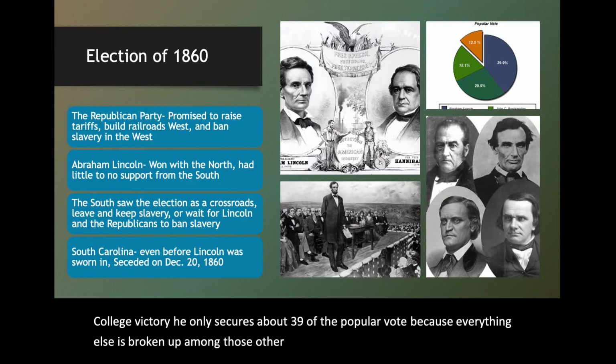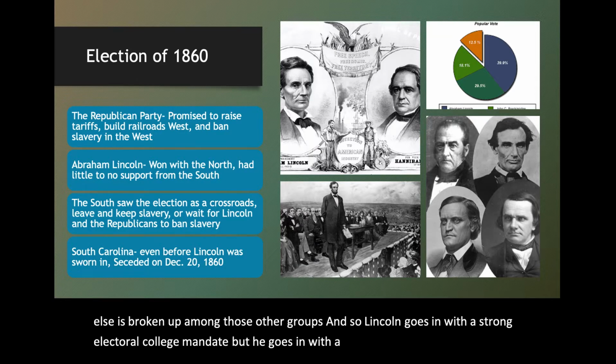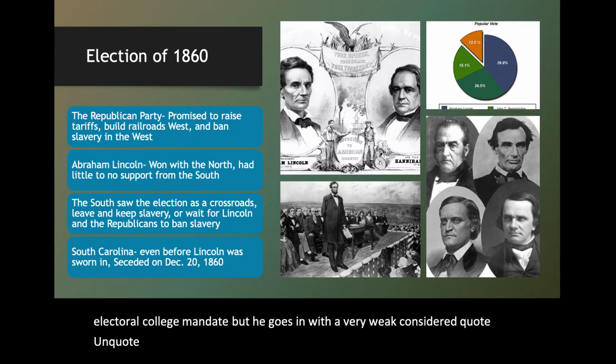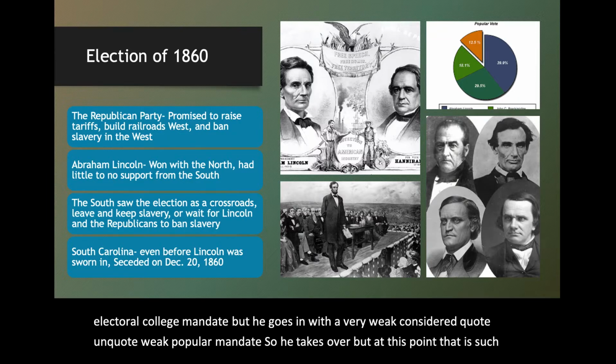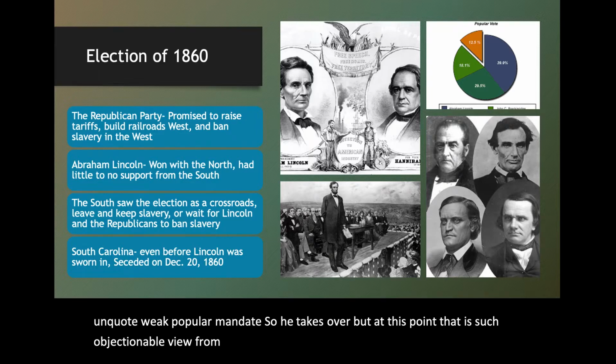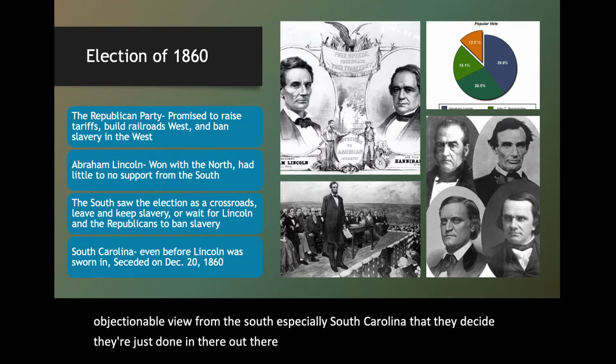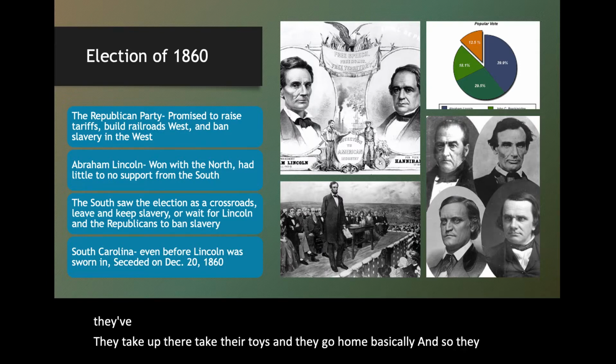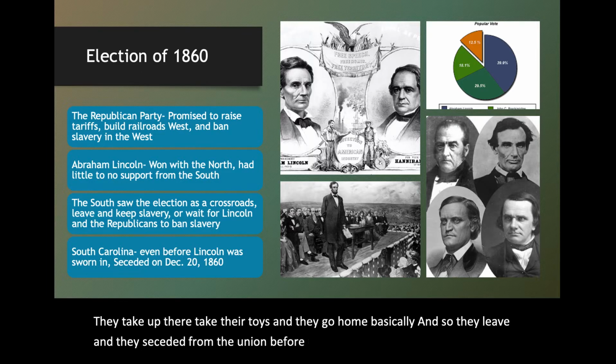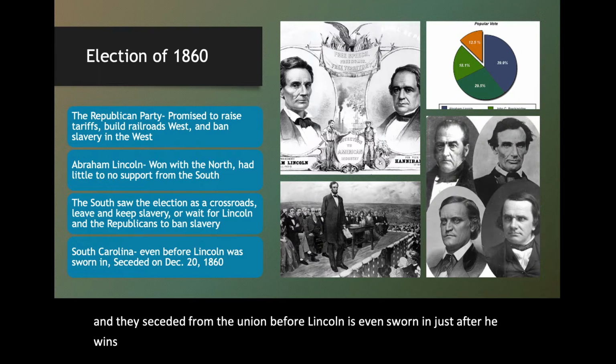And so Lincoln goes in with a strong electoral college mandate, but he goes in with a very weak, considered quote-unquote weak, popular mandate. So he takes over, but at this point, that is such an objectionable view from the South, especially South Carolina, that they decide that they are just done and they're out. They're not going to be part of the United States anymore. They take their toys and they go home, basically. And so they secede from the Union before Lincoln is even sworn in. Just after he wins the election, that was enough for South Carolina to look at it and say, no, we're not even going to try here.